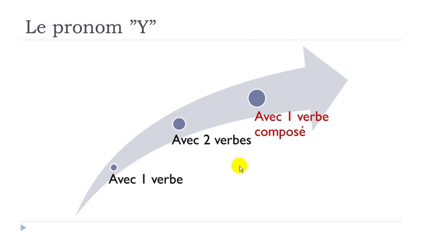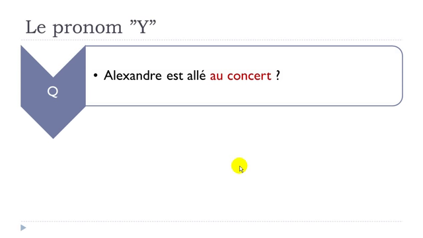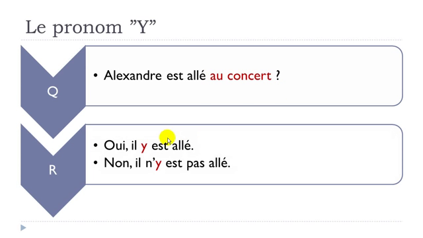Okay, and now let's see how it will work if we've got a composed tense, like aller here, and it's at the passé composé form. So Alexandre est allé au concert. Okay, it's the past tense. Oui, il y est allé. Okay, so keep in mind that even if you've got two parts here, okay, it's only one verb. It's the verb aller at the passé composé. Okay, so it's composed. So we've got two elements, but still it's one verb. So it means that your pronoun y should be before.